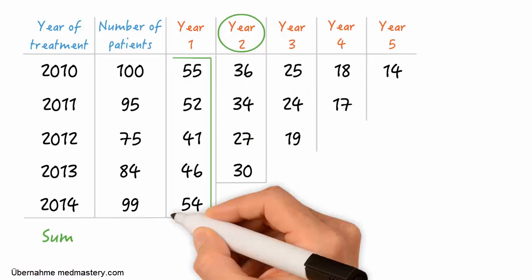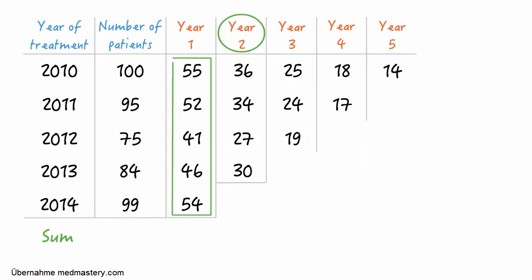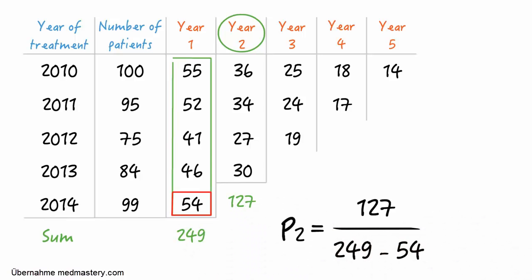Okay, so everyone in that column was still alive at the end of year 1, right? But the patients who joined the study in 2014, those down here, were only observed during their first year, right? So these folks could not become part of the numerator in year 2 because there was no year 2 for them. So we need to exclude them from the denominator. So the probability of surviving year 2 is 127, the survivors of year 2, divided by all people at risk in year 2, and that's everyone who was alive at the end of year 1 minus 54 people from the 2014 cohort. So 0.65 or 65%.